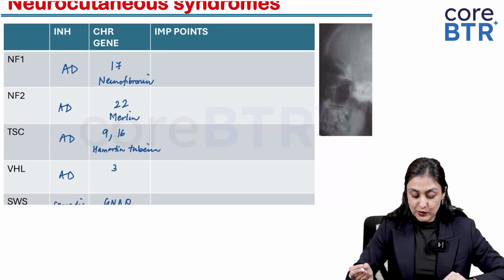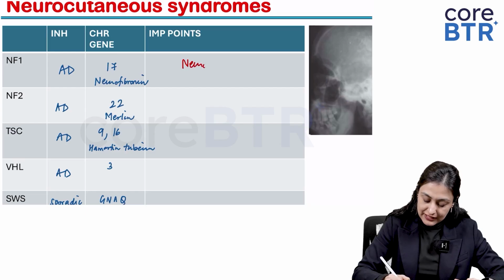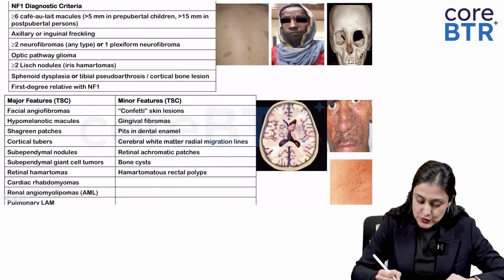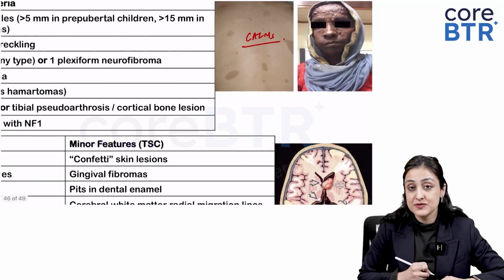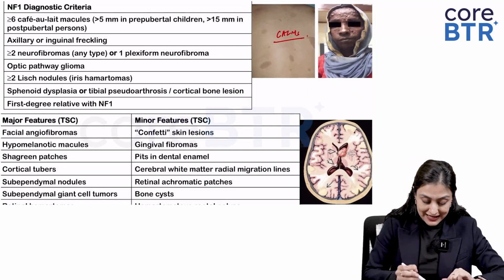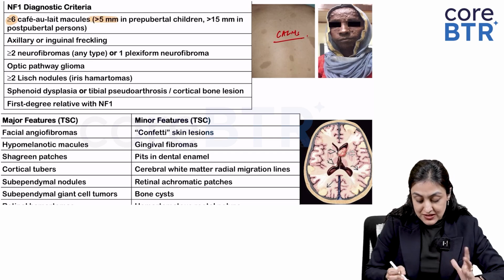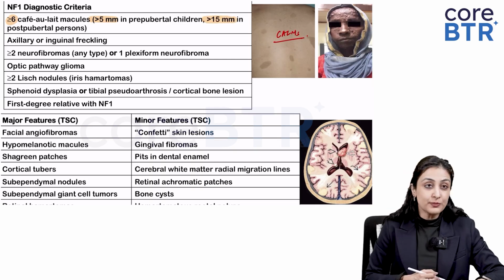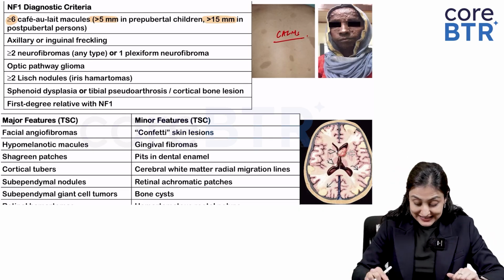So neurofibromatosis 1, NF1, as the name suggests, you are going to have neurofibromas along with a bunch of other features. So let's see the criteria. The hallmark here is the cafe au lait macules. As the name suggests, these are hyperpigmented macules. You see 6 or more such macules, where the size criteria is less than 5 mm for prepubertal, more than 15 mm for postpubertal. That's not important. Just remember 6 or more are needed.